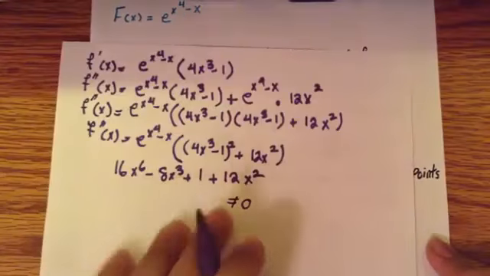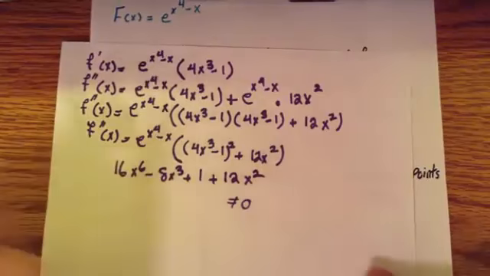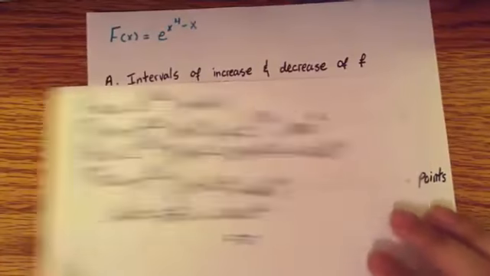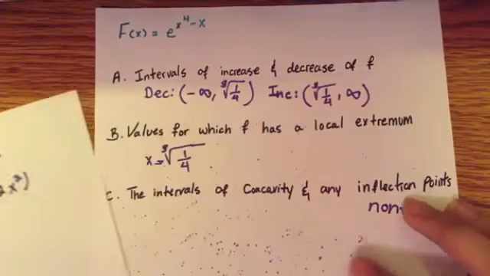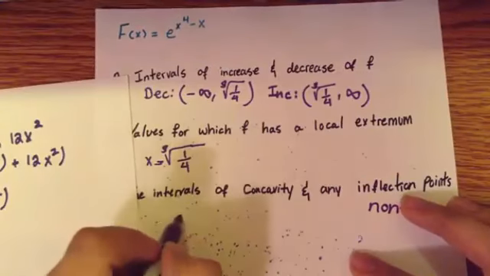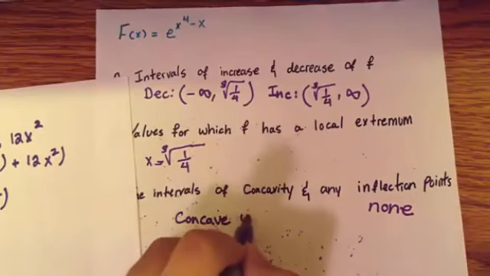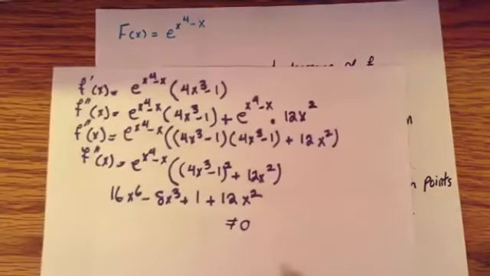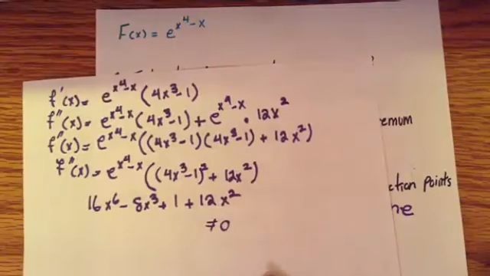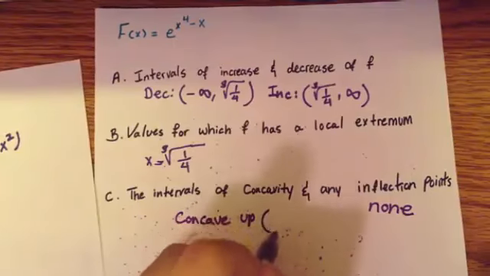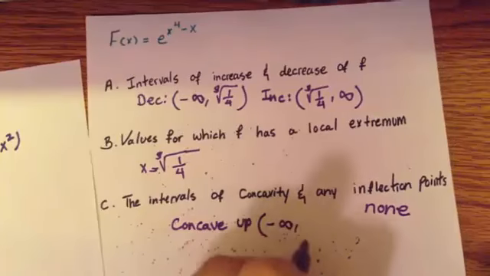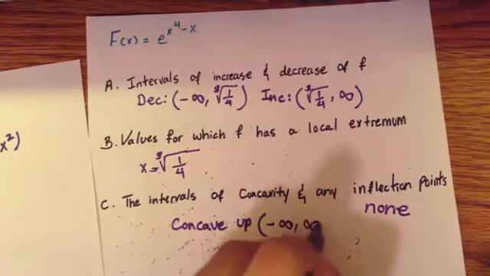And based off of this, we can just say that our graph is concave up, and it's going to go from negative infinity to positive infinity.